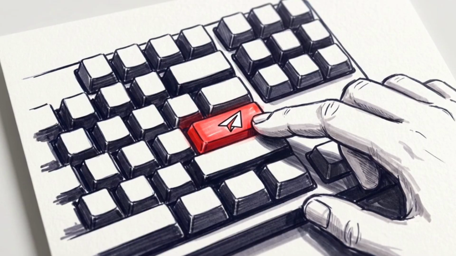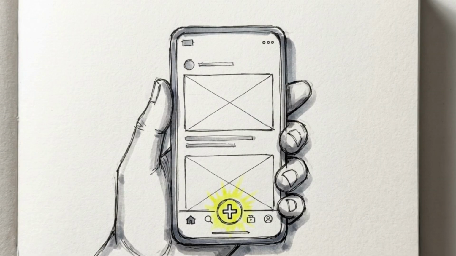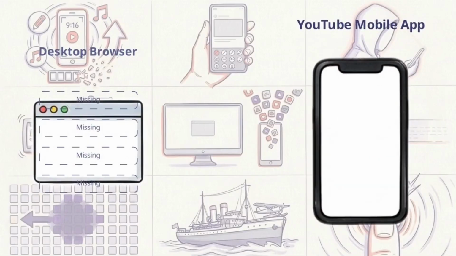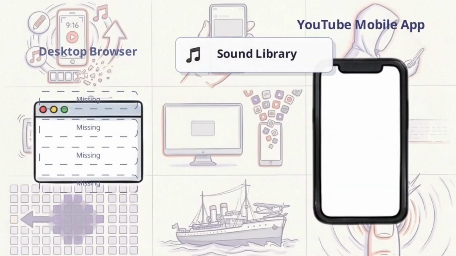Step 1 is changing where you hit publish. If you are uploading from your desktop browser or the YouTube Studio app, stop. Open the native YouTube mobile app and tap the plus icon to start your upload there. The desktop interface strips crucial features. Uploading directly through the mobile app gives you a dense list of exclusive creator tools.